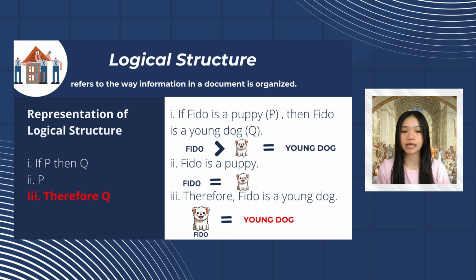So here we can see an example. If Fido is a puppy, then Fido is a young dog, which is a premise. And Fido is a puppy, another premise, and a conclusion, therefore Fido is a young dog. We could observe that the argument stated in number 1 is stripped down to numbers 2 and 3.